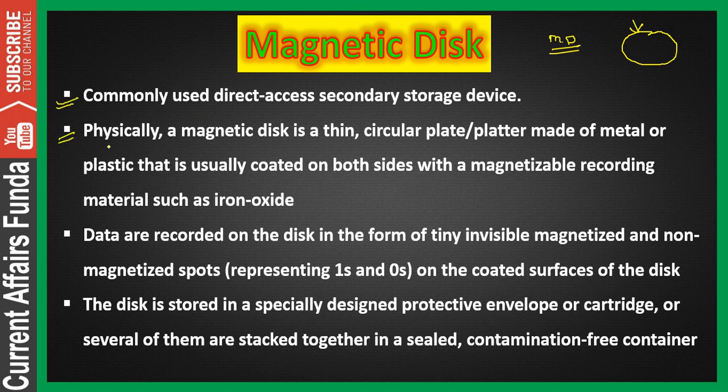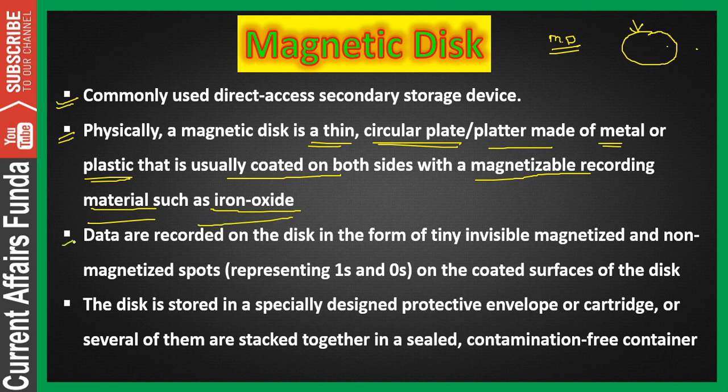Next characteristic: physically, a magnetic disc is a thin circular platter made of metal or plastic, usually coated on both sides. This is not a 3D view, so you can't see it, but the magnetic disc is coated from both sides with a magnetizable recording material. Write down that it is coated with a magnetizable recording material such as iron oxide.